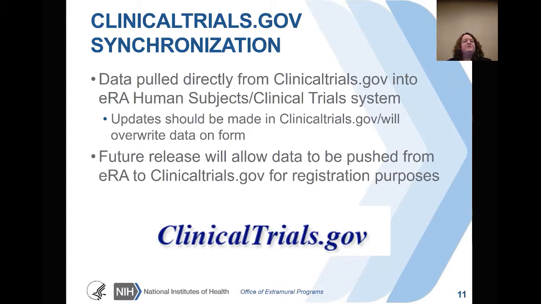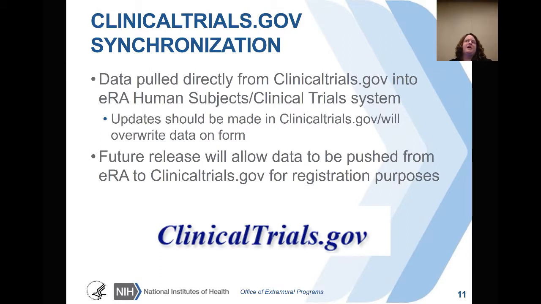So the system will pull data directly from clinicaltrials.gov into the Human Subjects and Clinical Trials system. For example, if you've updated clinicaltrials.gov to indicate that your study is recruiting, that data will come to us and will be pulled into your progress report without you having to go in and make a separate update on the form. Something to keep in mind is that updates to your study that are clinicaltrials.gov data elements should be made in clinicaltrials.gov. We will be overriding data that you provide us outside of clinicaltrials.gov with the clinicaltrials.gov data.